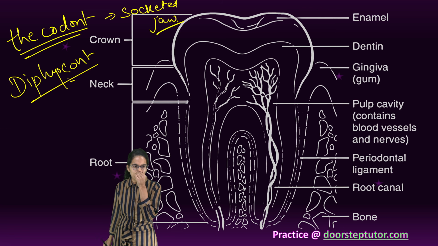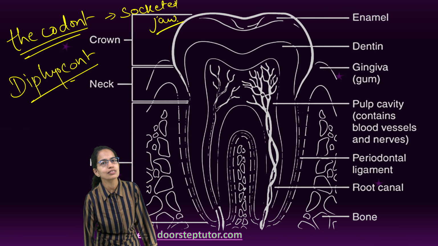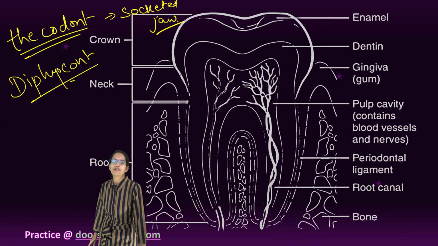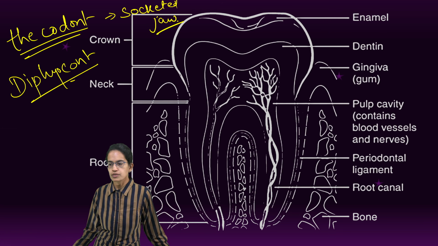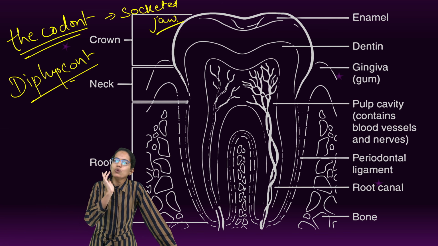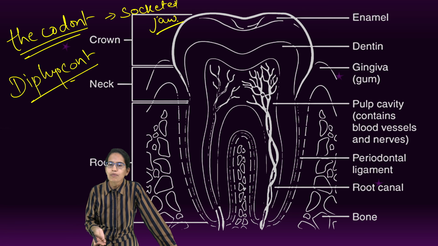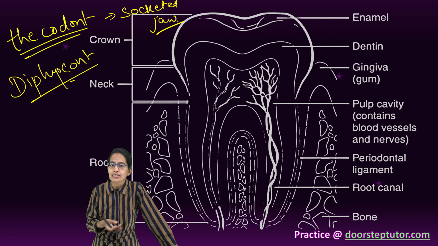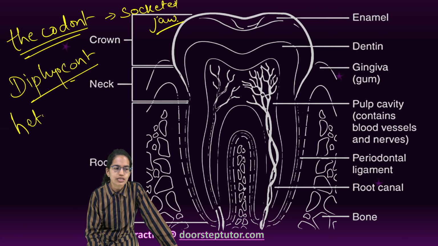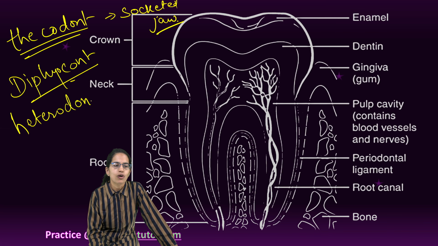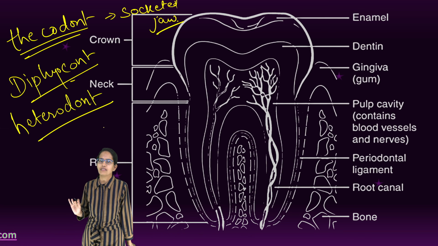That means it appears twice in the lifetime. Molars appear only once, so they are not called diphyodont, they are called monophyodont. The next is, we do have different types of teeth: incisors, premolars, molars, canines. That means there is variety. That is, they are not the same, they are hetero. So we call them heterodont. So three important classifications about human teeth.